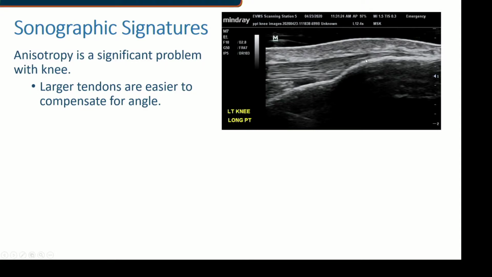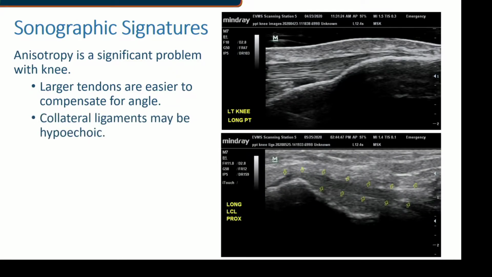Deep to the patellar tendon is going to be an anechoic area, and that's actually the infrapatellar deep bursa. There is also a superficial bursa, but we typically don't see it unless there's a problem, and it'll be above the tendon. So for the larger tendons, our sonographic signatures sort of follow what we have been telling you all along, that fibrillar pattern that you see of all of those bundles of collagen.